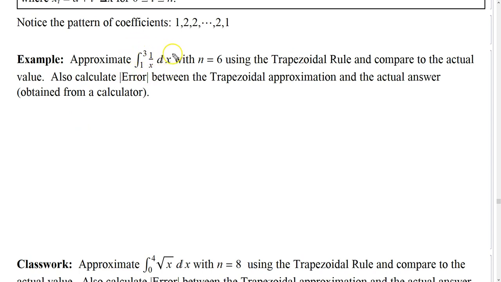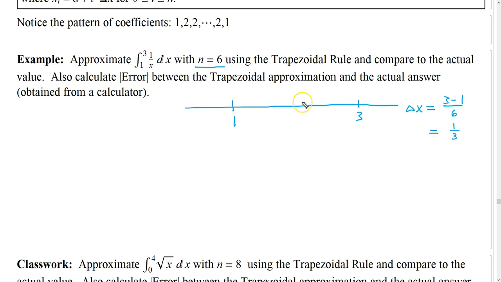So here we want to approximate the definite integral from 1 to 3 of 1 over x dx, and we want to use 6 partitions with the trapezoidal rule, and then we'll compare to the actual value. Well, when we say compare to the actual value, we'll actually just compare it to the value that our calculator gives us back. So what we want to do is we want to partition the interval from 1 to 3 into 6 subintervals. So we're going to have to figure out what are the values x0, x1, x2, and so on. So if we partition 1 to 3 into 6 subintervals, then our delta x is going to be 3 minus 1 over 6, and so that's going to be 1/3.